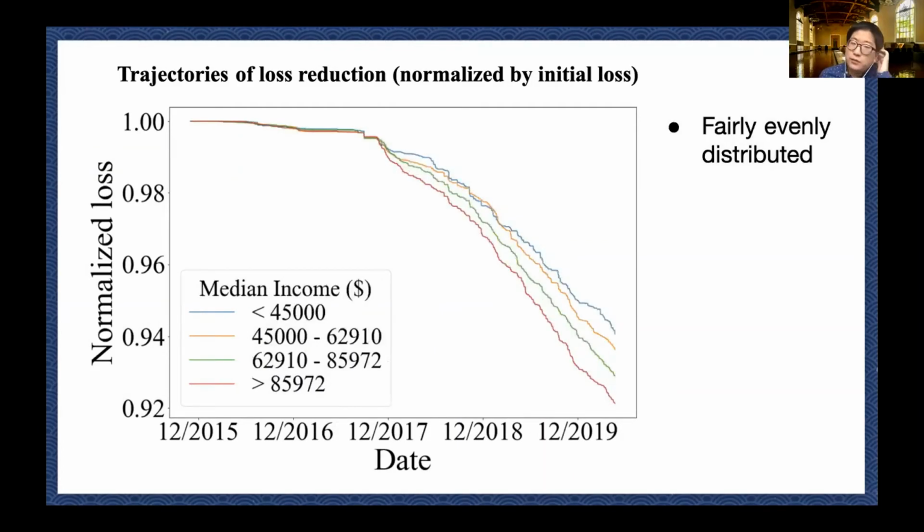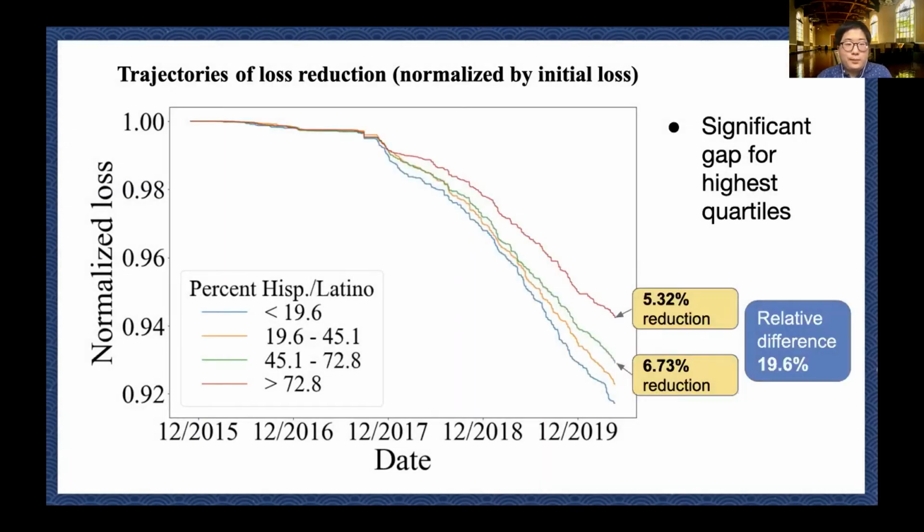For the profiles of median income, the trajectories were fairly evenly split with not a lot of apparent lags. But for the percentage of Hispanic and Latino population, the trajectory with the highest population, which is the red curve shown here, had the lowest reduction in losses, with an apparent gap that was around 19.6% lower than the next quartile, which is a relative difference, not an absolute percentage difference. So I noted the differences here.